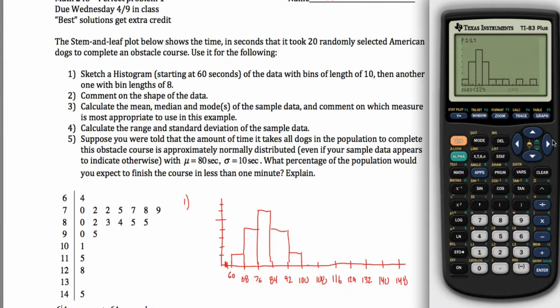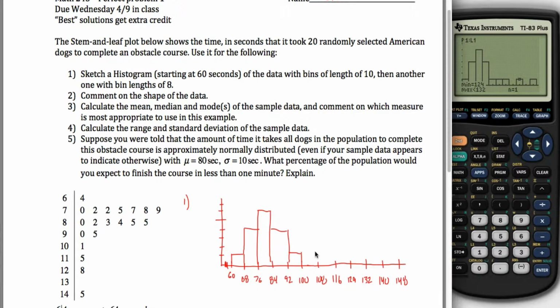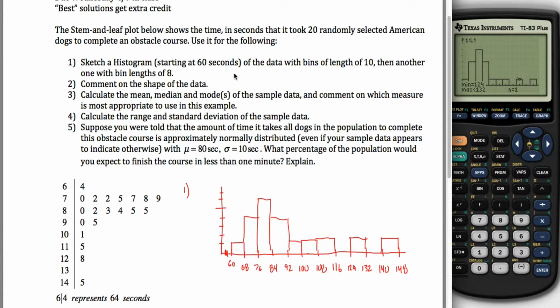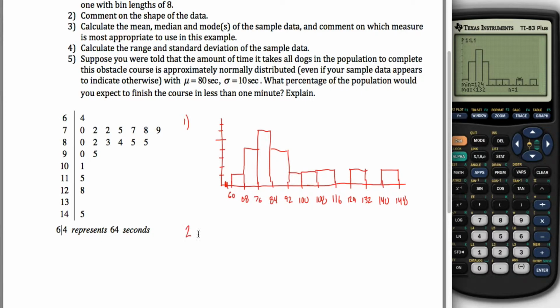Then I got 1, 1, 0, 1, and then 0, 1. Bam, there's a histogram. Good enough. Sketch a histogram. Yeah, looks like I did all that. Comment on the shape of the data. Alright, it looks skewed to me. It looks like it's skewed to the right.